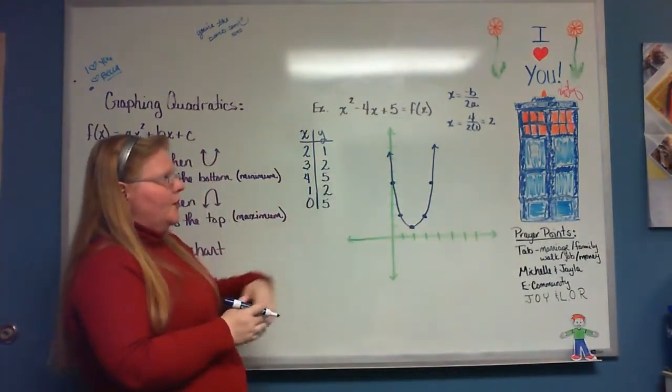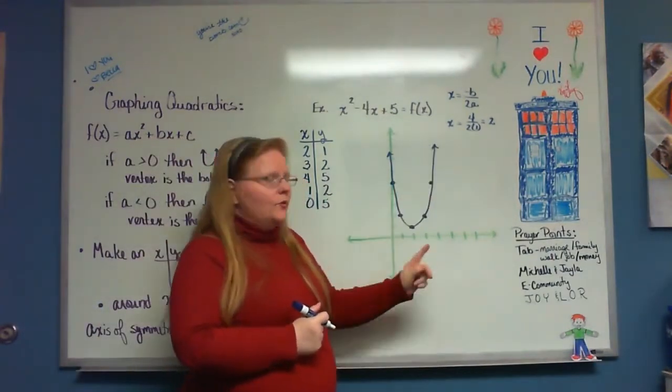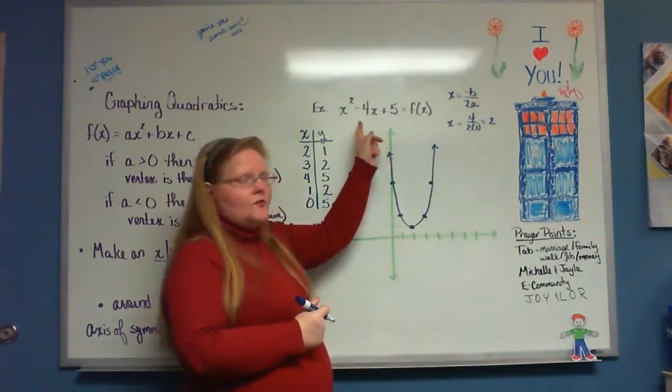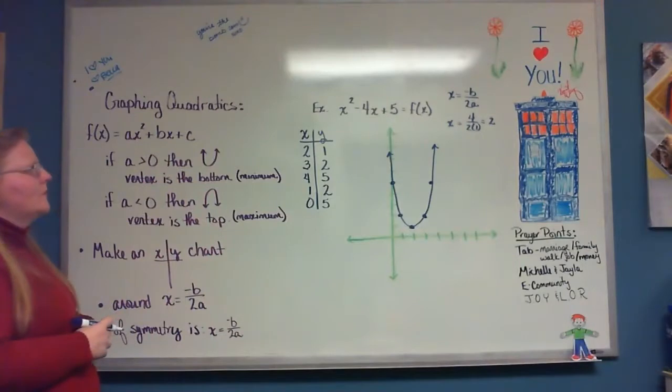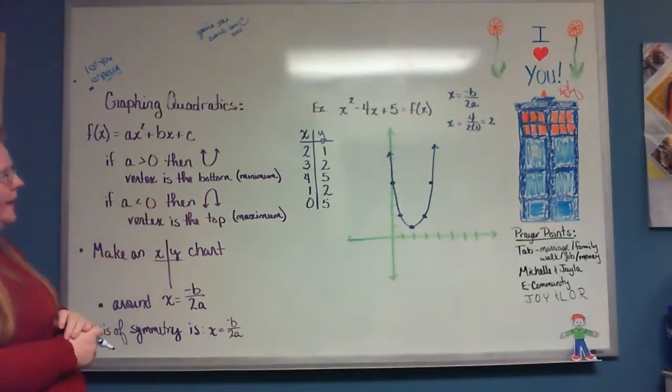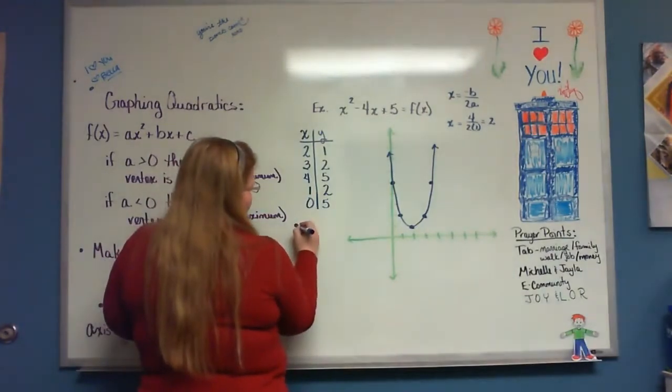So I've graphed my quadratic, and it's going to keep on going that way. That's what the arrow is for, and it's going to keep on going this way. That's what that arrow is for. So it has been graphed. We used the XY chart.